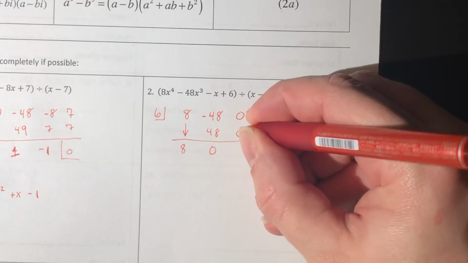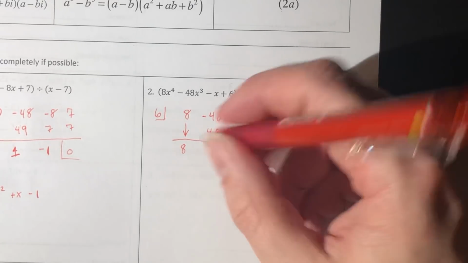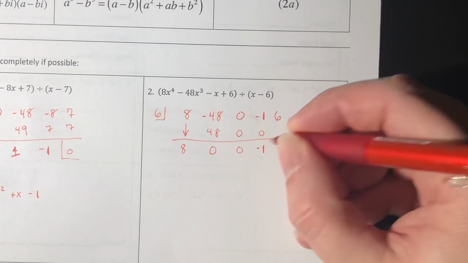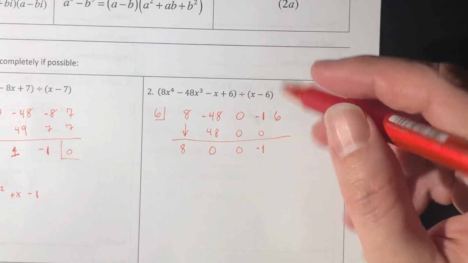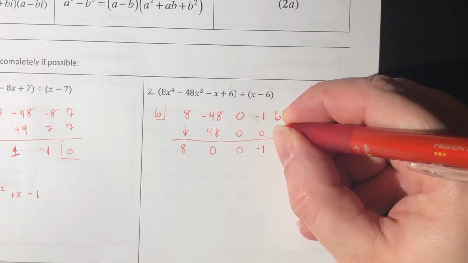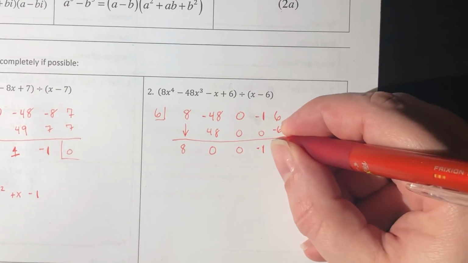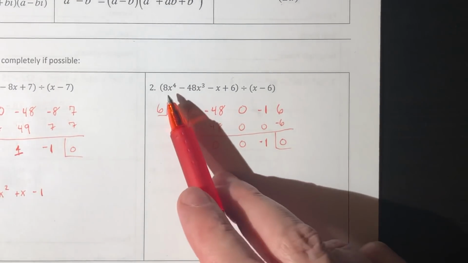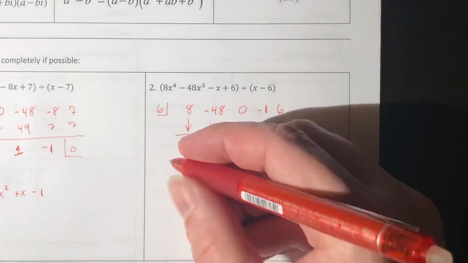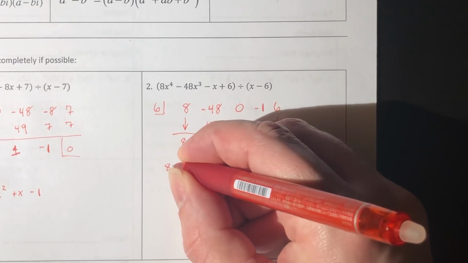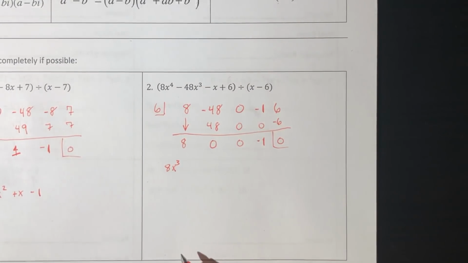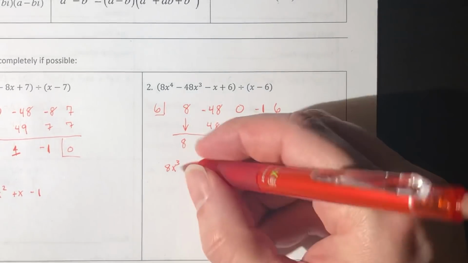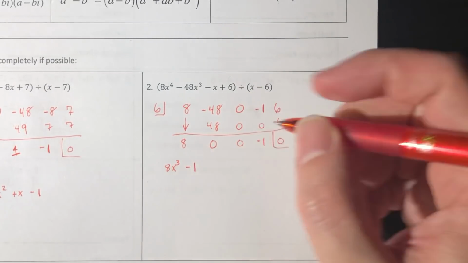6 times 0 is 0. 0 plus 0, 0. 6 times 0, 0. Negative 1 plus 0, negative 1. 6 times negative 1 is negative 6, giving me a remainder of 0. And again, I go 1 degree lower than I had, so that would be 8x cubed. Then I have no x squareds, no x's, so just minus 1.